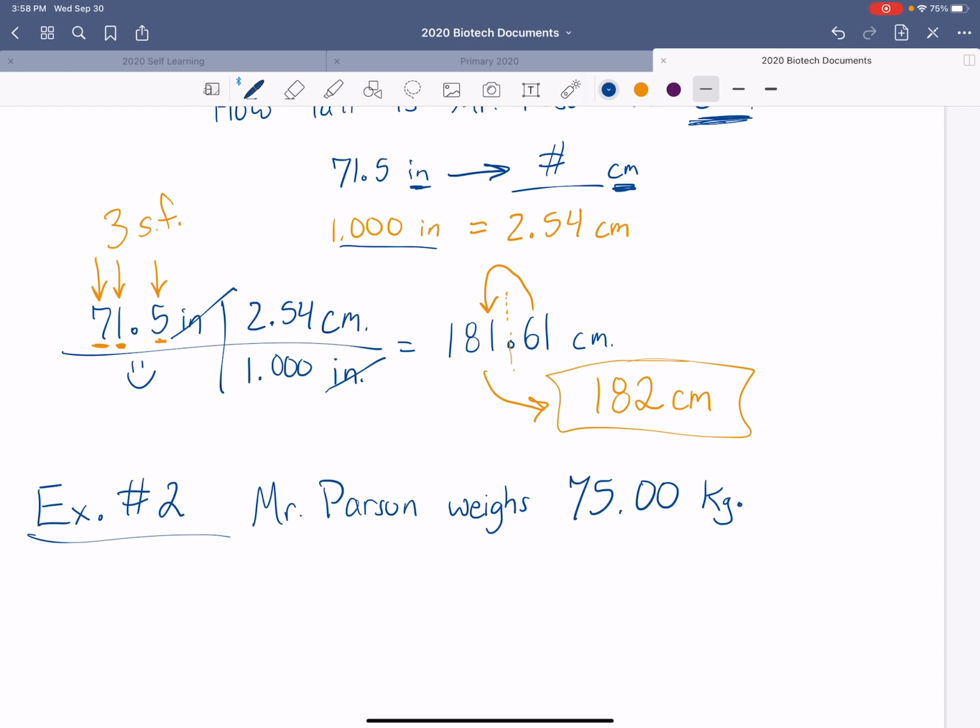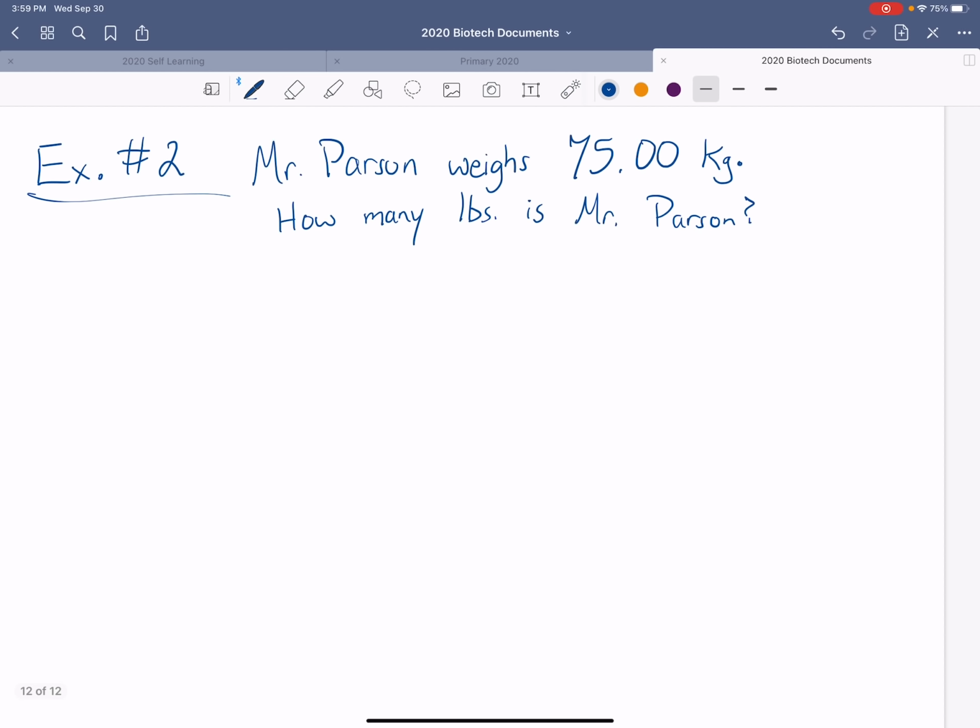However, for us, we wouldn't really know whether that's heavy or not. So what we'll need to do is convert this into the number of pounds. So how many pounds is Mr. Parson? Once again, we're going to run this example more or less just like we did with the prior one. I need to go from the 75.00 kilograms that I'm given here, and I need to figure out the number of pounds. And just like before, I'm starting in kilograms, but that's not what we want, and I need to go to pounds.